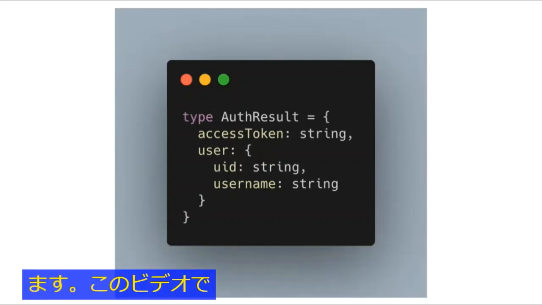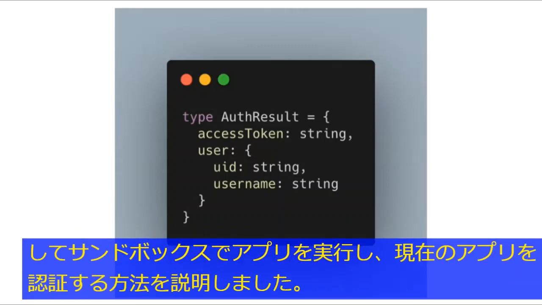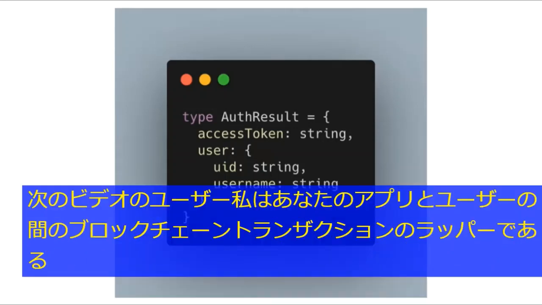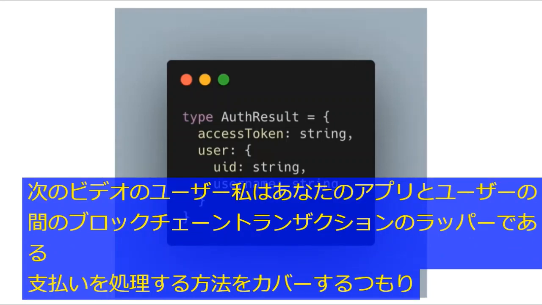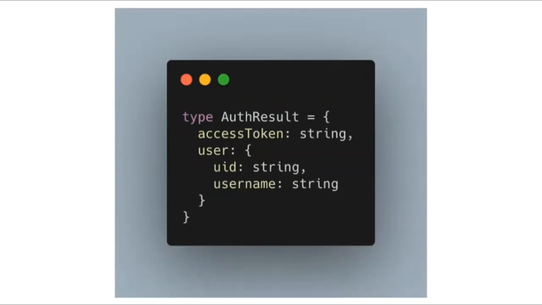So in this video, we have seen how to use the SDK, run your app in the sandbox, and authenticate the current user. In the next video, I'm going to cover how to process payments, which are wrappers around the blockchain transaction between your app and users.